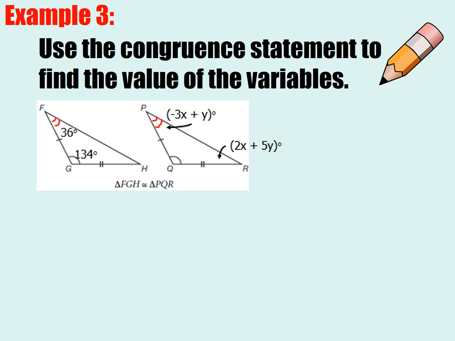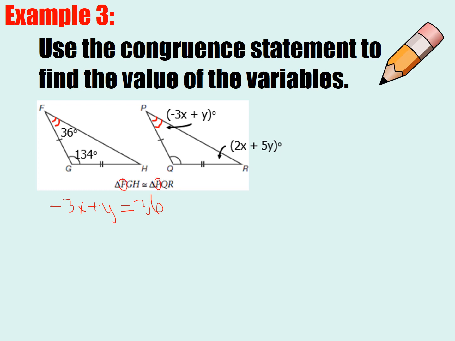And this image was nice enough to not only give us the congruent statement, but to give us the visual representation of these hash marks. So we know by both the image and the congruent statement that F is congruent to P. Angle F is congruent to angle P. And that's going to be our first equation. So negative 3x plus y is equal to 36. And again, that's because angle F is congruent to angle P.